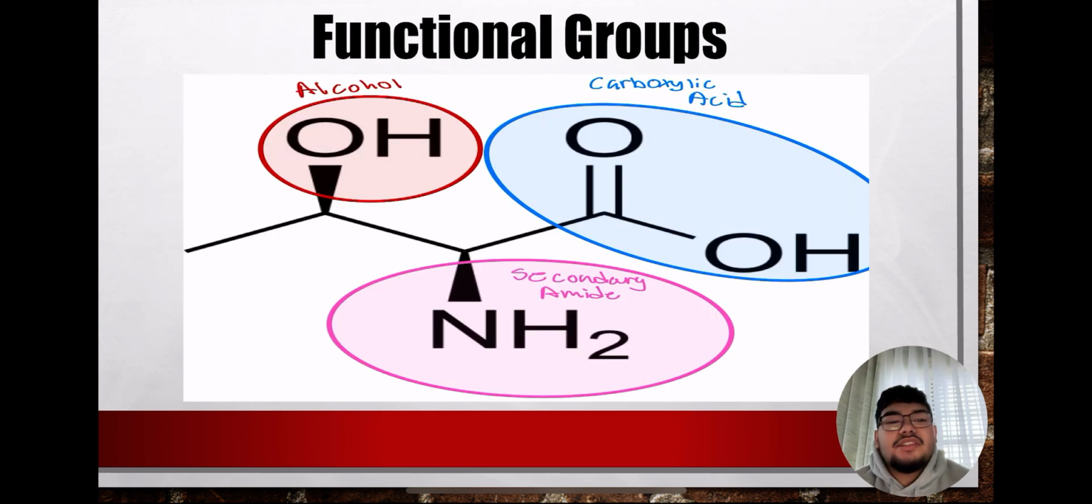And then for this molecule, we have 3 functional groups present. On the left, we have an alcohol, OH. And then we have an NH2 being a secondary amine, since the carbon it is connected to is a secondary carbon. And then on the right hand side, we have a carboxylic acid.